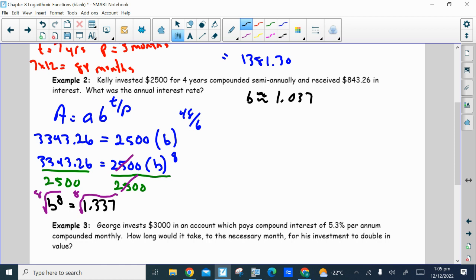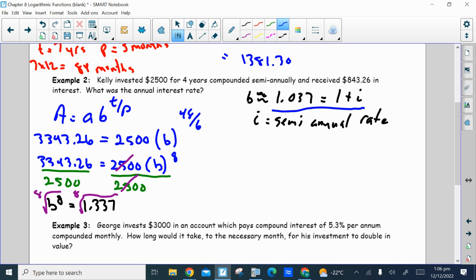That's what B is. But remember, B is broken down into two parts. Because the money is growing, it's 1 plus I, where I would be the semi-annual interest rate. B actually equals, let's write it here, 1 plus I, where I equals the semi-annual rate. So 1.037 is equal to 1 plus I.